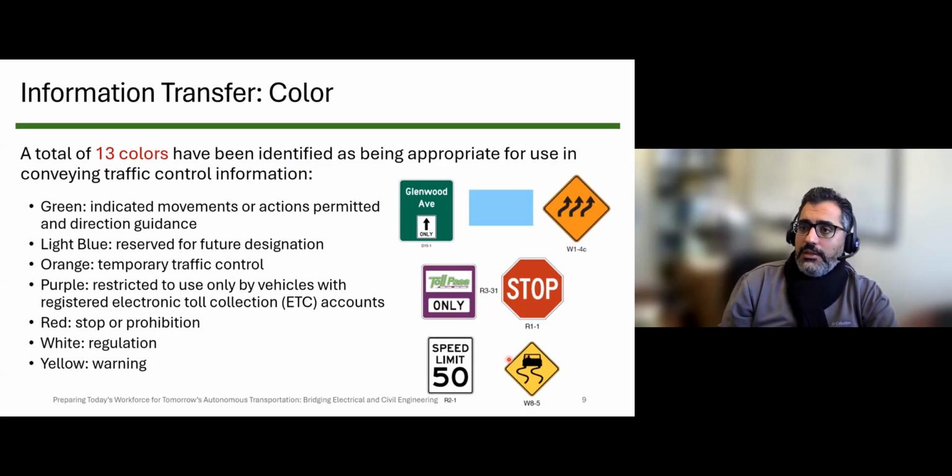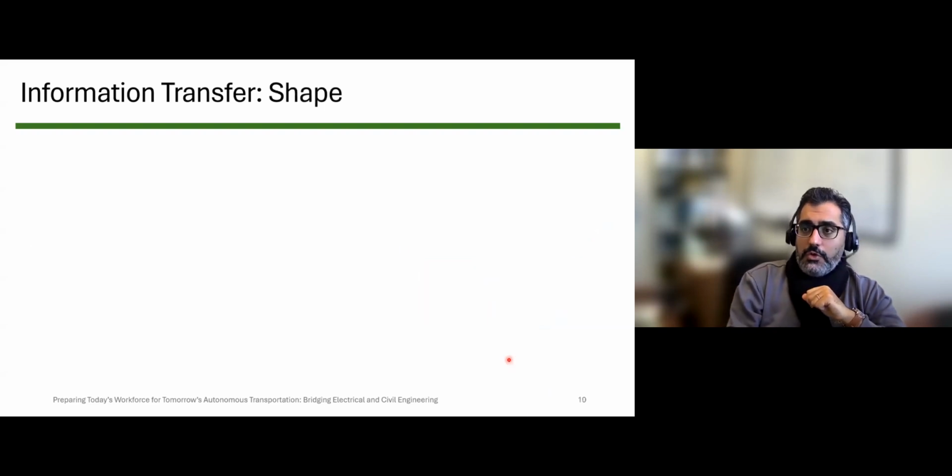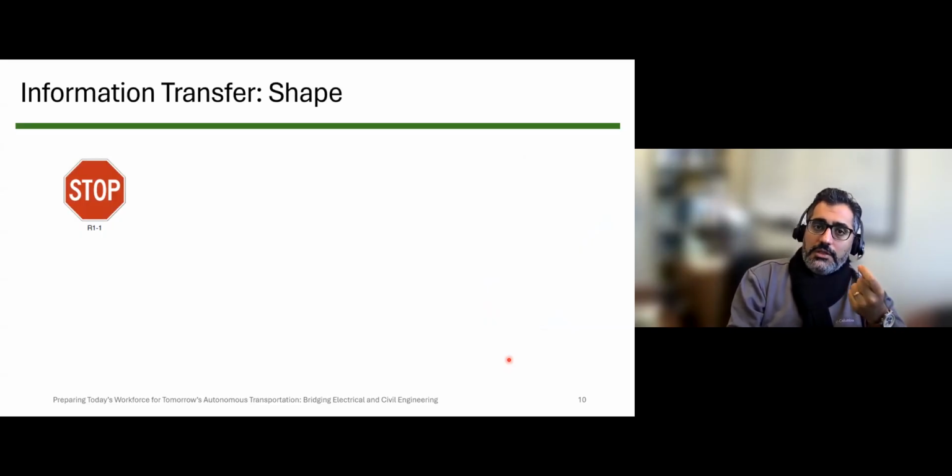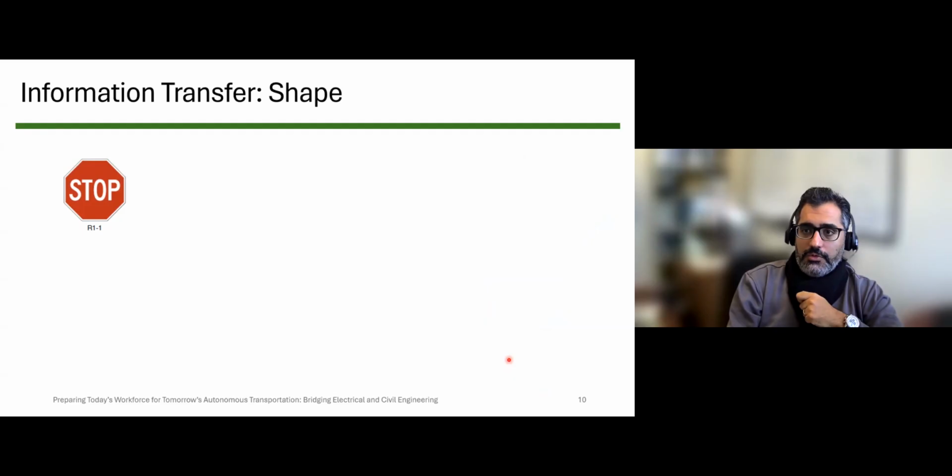Is this the only way that we communicate messages with drivers? Are we only focusing on the color? No, we are aware that drivers could disregard the color altogether. And remember that redundancy, we talked about it. So we also think about the shape. When we are communicating the information, the shape also plays an important role.